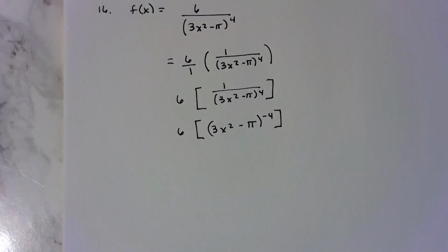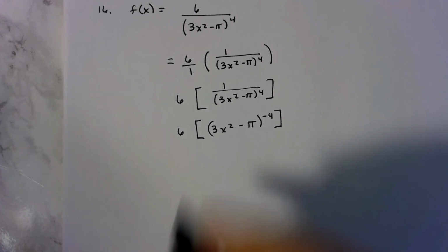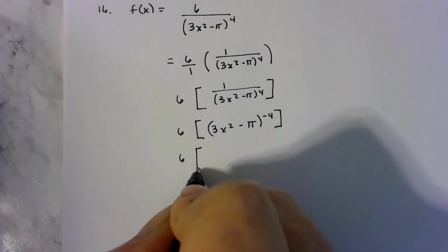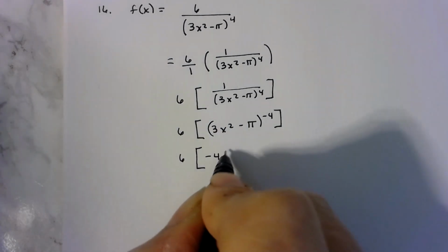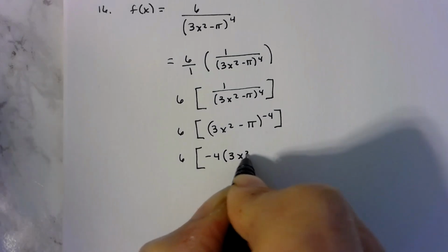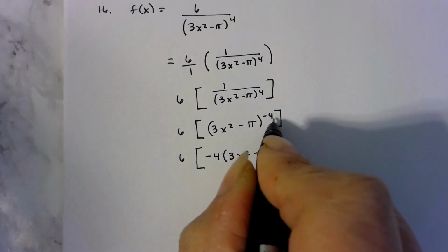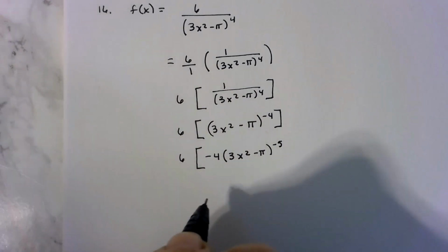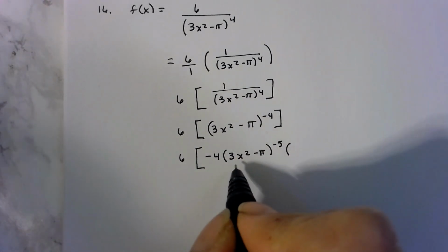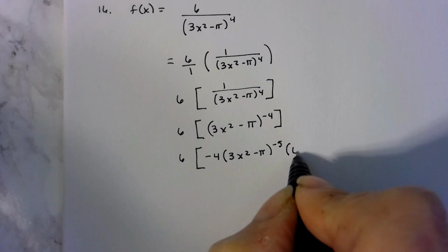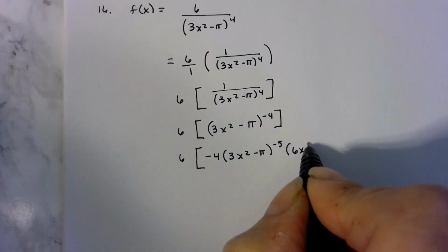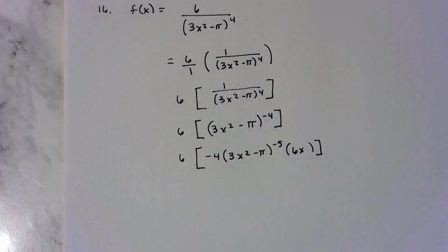So now you get a chain rule instead of a quotient rule, but you're going to have quotient and chain if you use the quotient rule, which you should because it's a quotient, so you'd have to write that out first. So let's see what happens here. We're going to have 6, derivative of the outside is -4, recomposed with the stuff inside. If I subtract 1, I'm going to have a -5 for the exponent, times derivative of the inside. The derivative of this term is 6x, and the derivative of pi is 0. I am done.